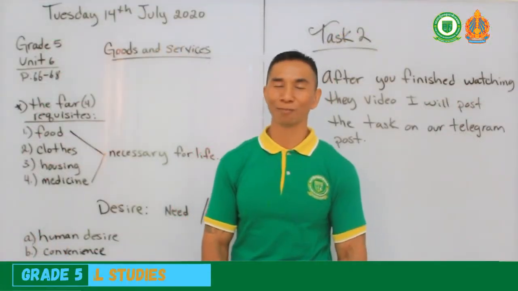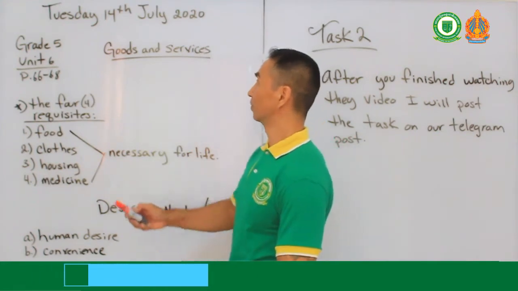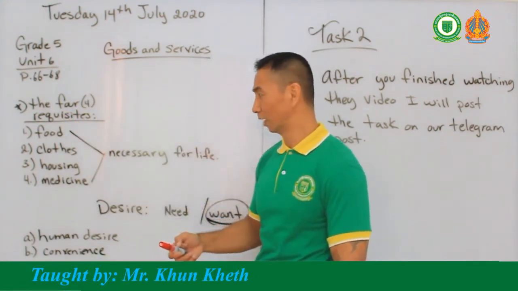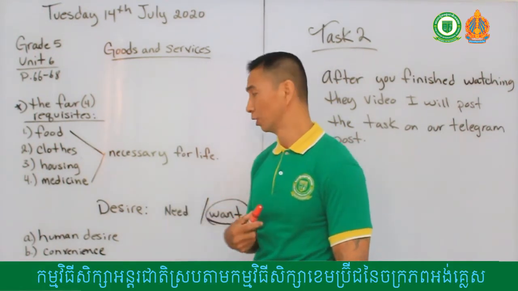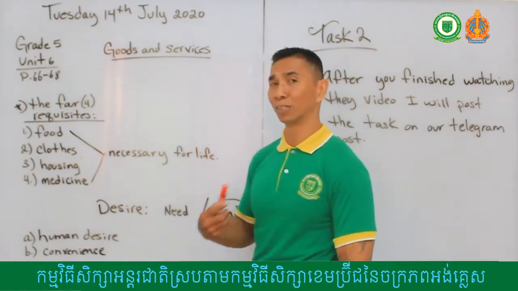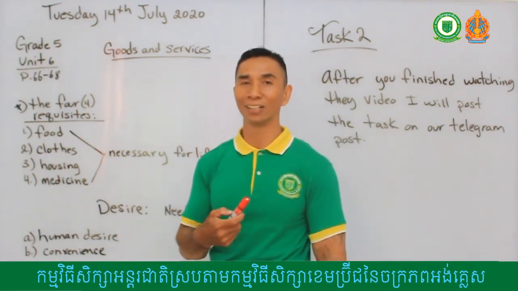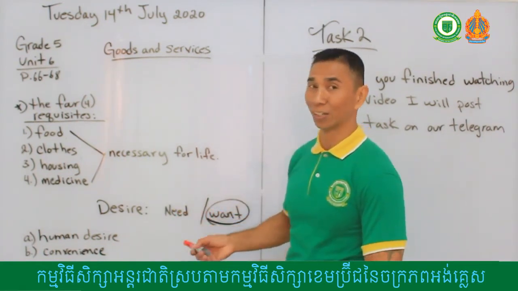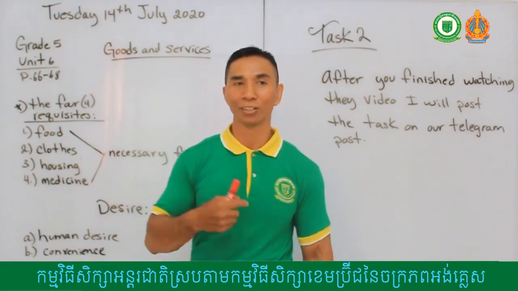Hello class, welcome back to our second video for today's lessons. In our first lesson, we talked about the 4 requisites that we need for life, and we also went into detail about the things we desire, our human desire. You explained to me some things that you need, like for your first task, for your desires. I asked you to list 5 things that you desire most in your life now.